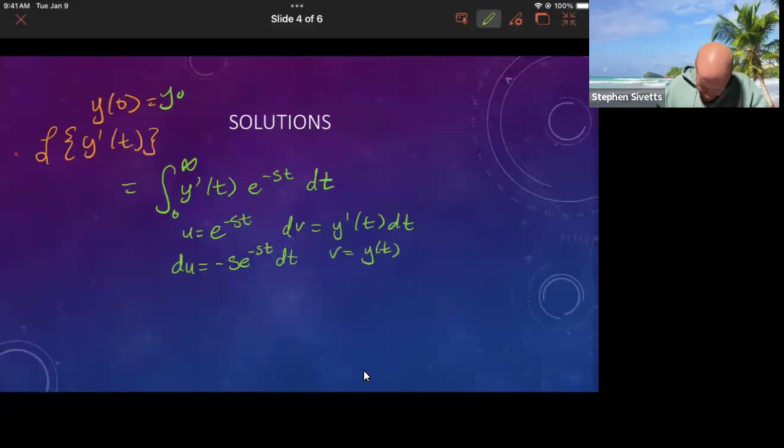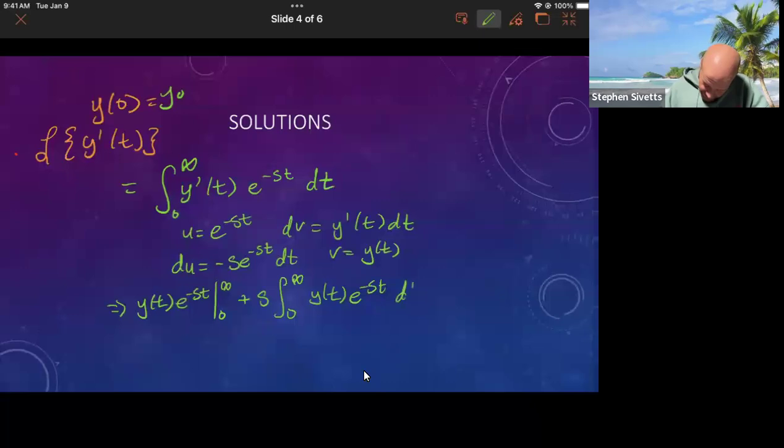Okay. And so this will equal uv, so y of t times e to the minus st, minus, so that would be a plus s times the integral from 0 to infinity of y of t times e to the minus st dt.